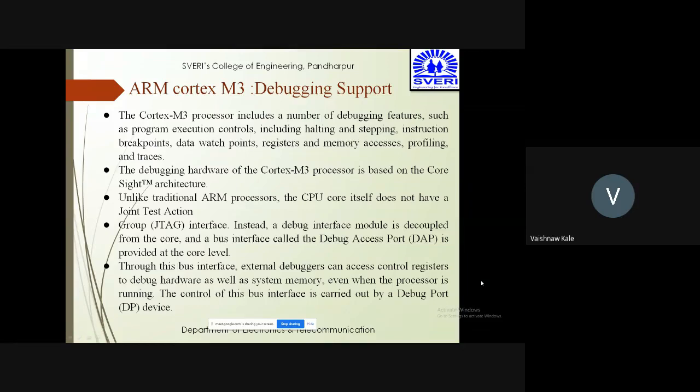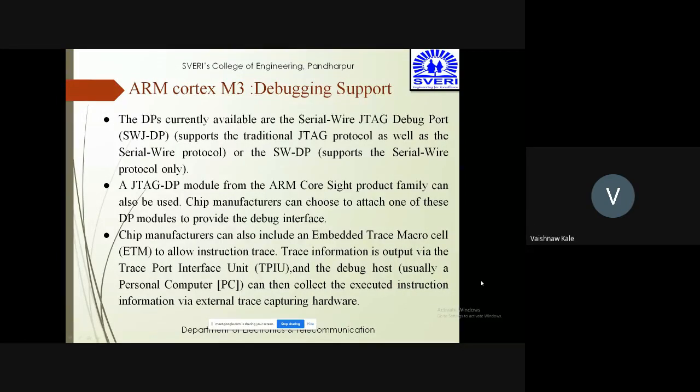Unlike traditional ARM processors, the CPU core itself does not have a Joint Test Action Group (JTAG) interface. Instead, the debug interface module is decoupled from the core, and the bus interface is called the debug access port, which is provided at the core level. The debugging support is very important, as chip manufacturers also include an embedded trace macrocell that allows instruction trace. Trace information is one of the most important features of debugging support. It not only traces through the port interface unit to the debug host, but can also collect executed instruction information via external trace capturing hardware.